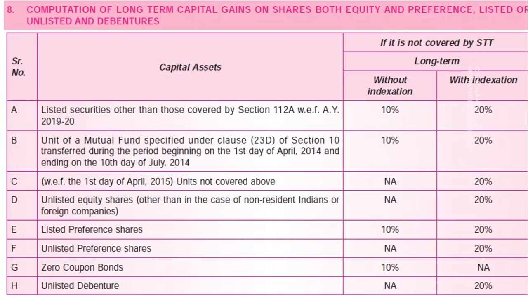Zero coupon bond. If I sold without paying STT, 10% without indexation, with indexation available at 20%. So for a zero coupon bond, whether I sold it through the stock exchange or off the exchange would remain the same. Unlisted debentures, if I bought them, I would be entitled to indexation, and after that I will be entitled to 20%. So these are the transactions where no STT is paid.